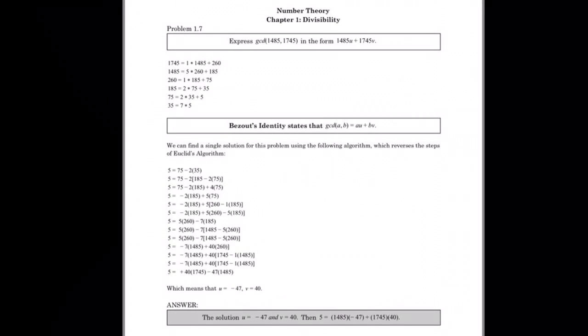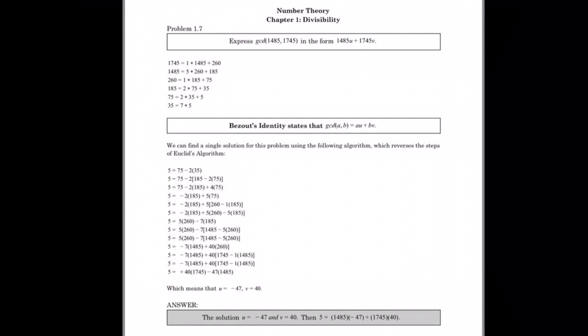Problem 1.7. Express the greatest common divisor of 1485 and 1745 in the form 1485u plus 1745v. You can see that once again I've used Euclid's algorithm to solve for the greatest common divisor of these two numbers, a and b, which is 5. That is shown by the line 75 equals 2 times 35 plus 5. That remainder is the greatest common divisor.